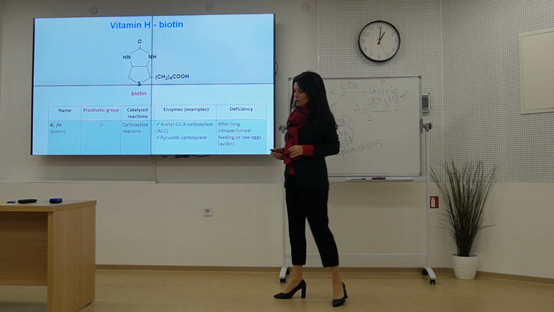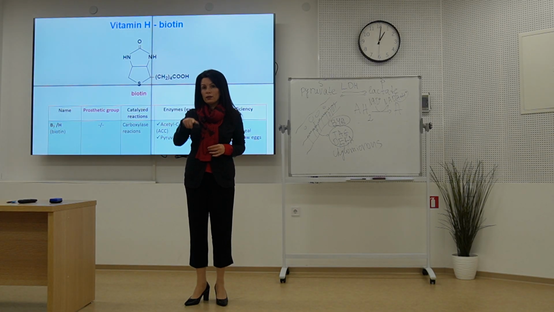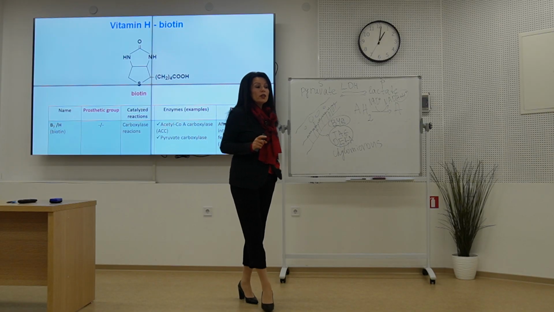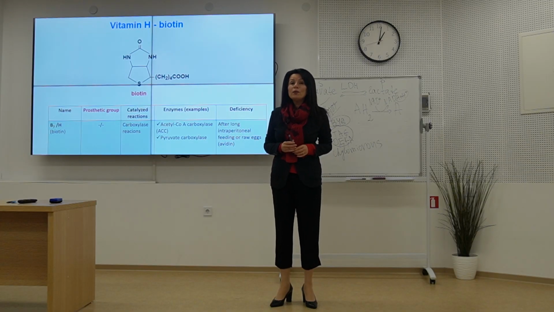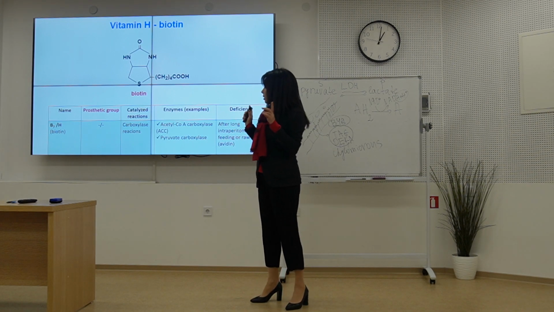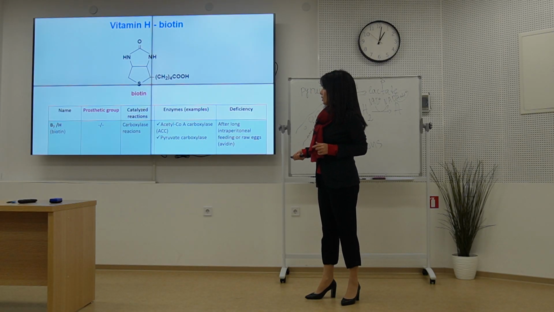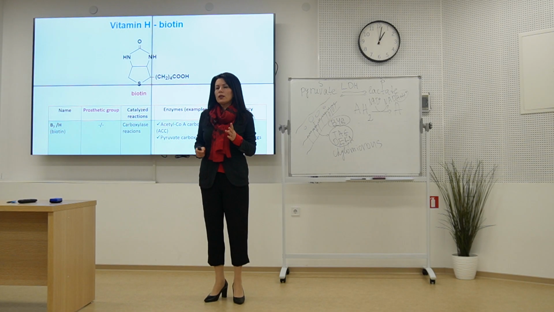Where is biotin used? Biotin, students, is used in the carboxylation reactions, but only in lipids and carbohydrates, not in proteins. In proteins there is another cofactor which is used in the carboxylation, which is vitamin K, but not biotin. Some details about participation of biotin. These are examples: acetyl coenzyme A carboxylase, pyruvate carboxylase. One more example: propionyl coenzyme A carboxylase.